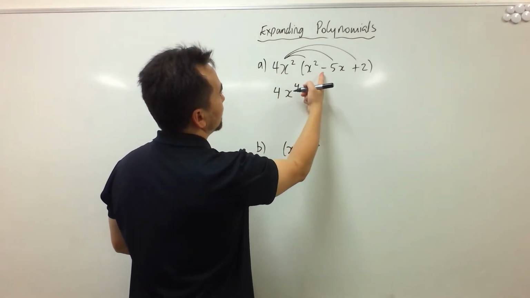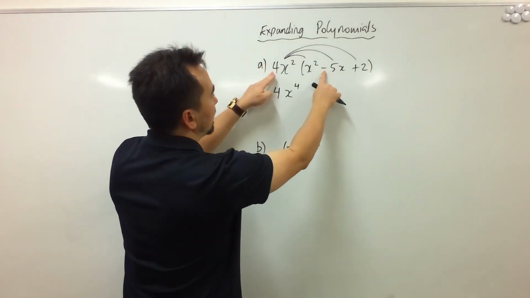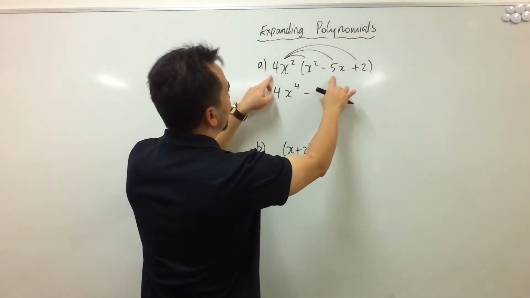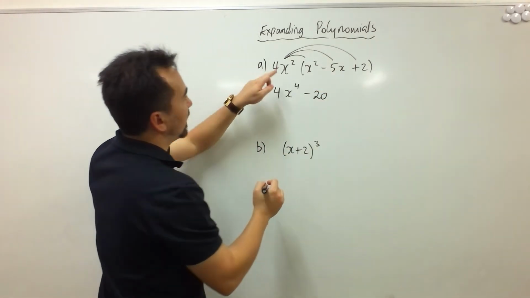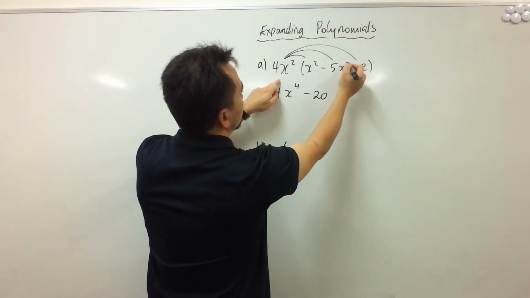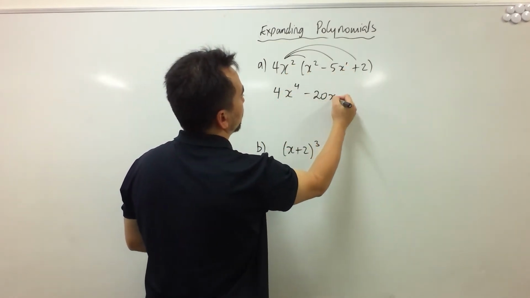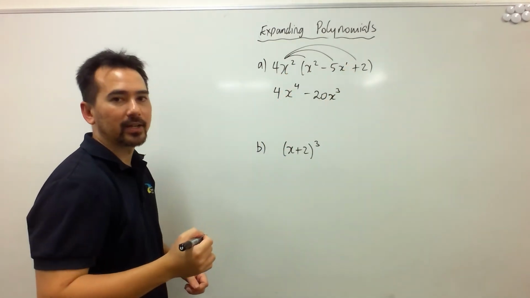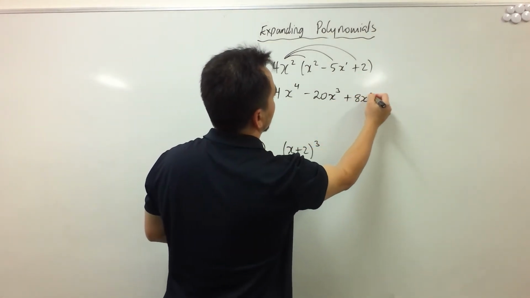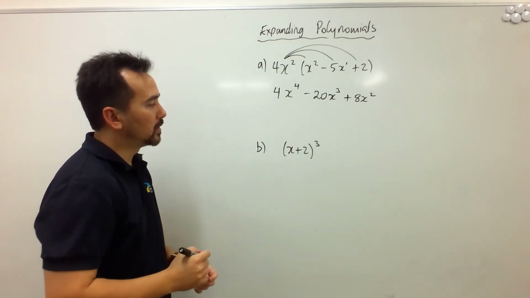4x squared times negative 5x, I'm going to break it down. It's a positive times a negative, and you'll get negative. 4 times 5 makes 20, and x squared times x to the power 1, there's a 1 there, means you have to add the 2 with the 1 to make 3. Okay, then you have 4x squared times 2, which is 8x squared. And that's it. Let's go to this one.